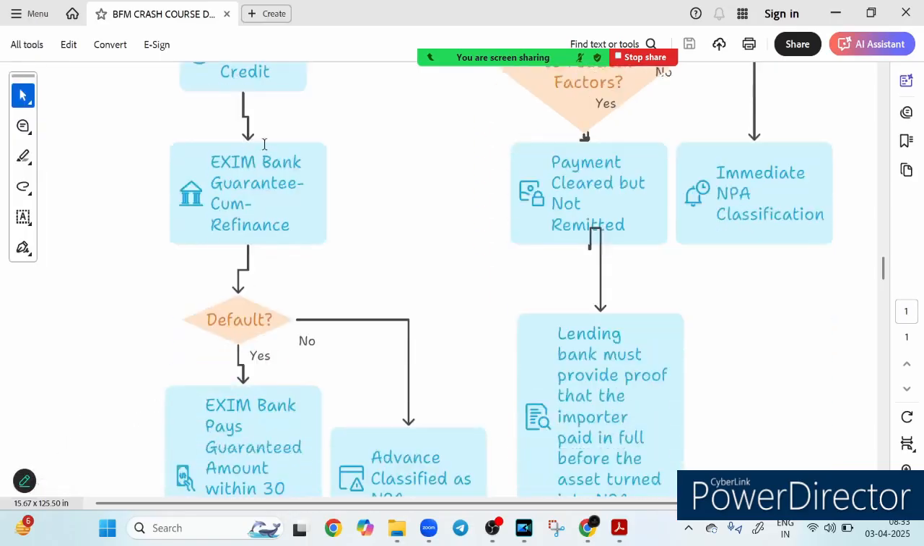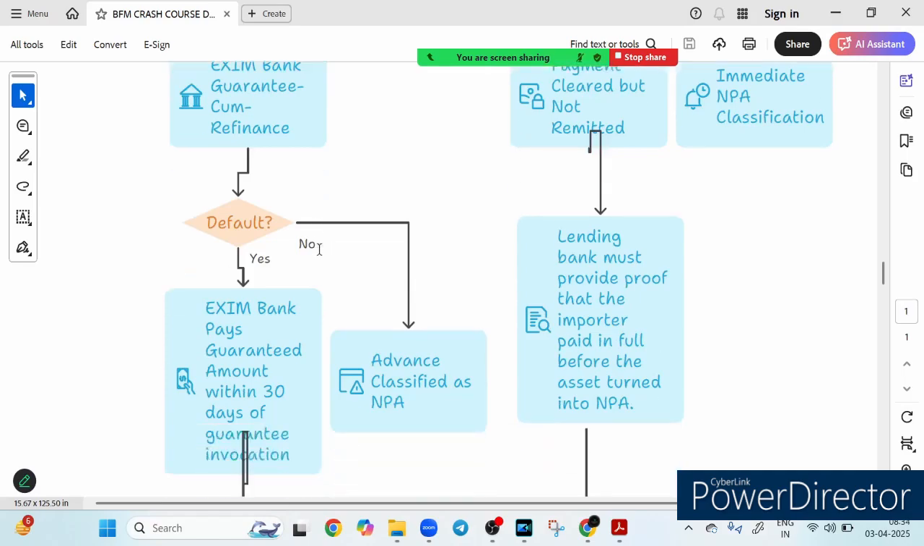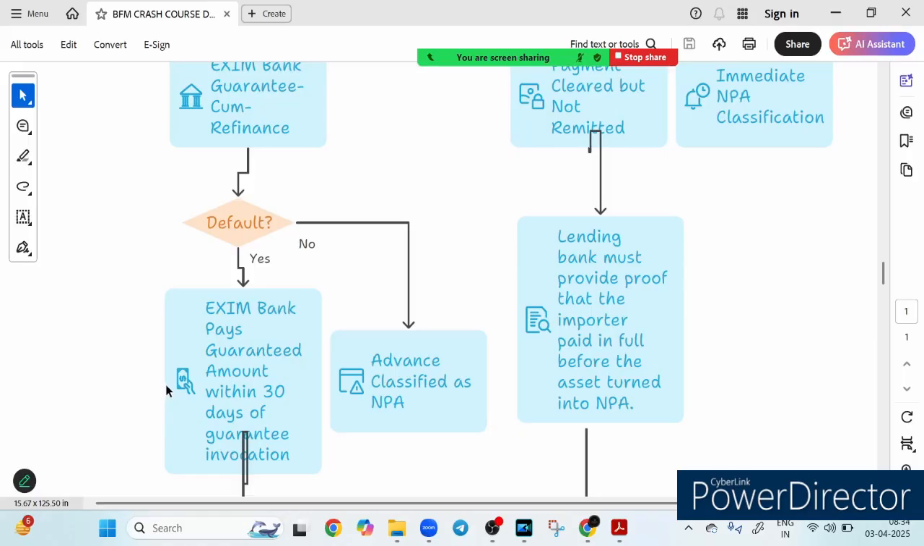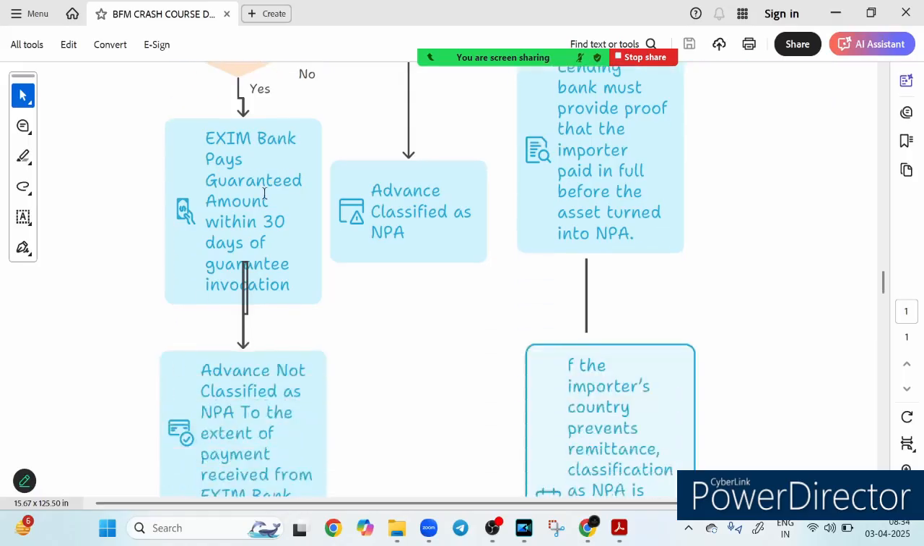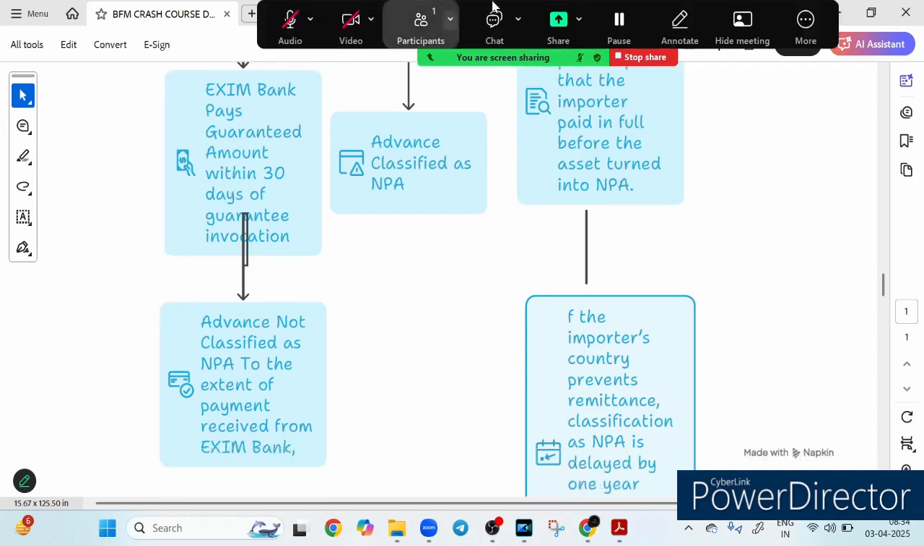And also there is Exim Bank guarantee cum refinance. So if there is a default, the Export Import Bank steps in to guarantee the payment. Suppose the importer has defaulted, then Exim Bank steps in to guarantee the payment. But the question is, how do we classify the advance in this situation? Exim Bank will pay the guaranteed amount within 30 days of the guarantee invocation. And if the payment is not received from the importer, the advance is immediately classified as NPA.